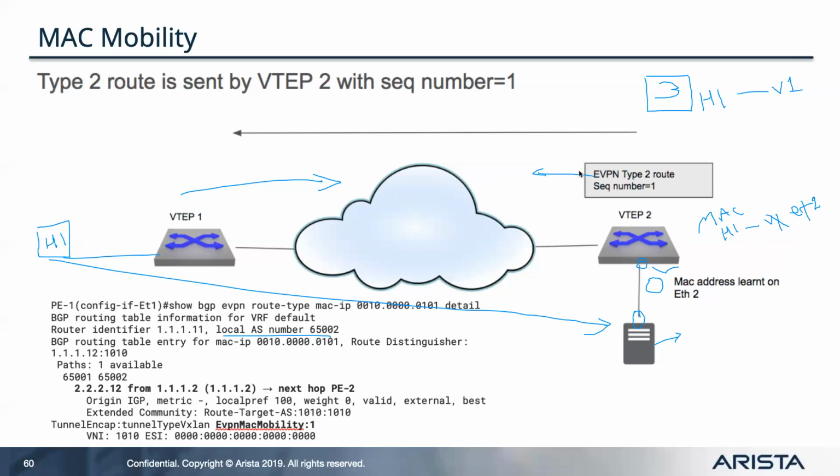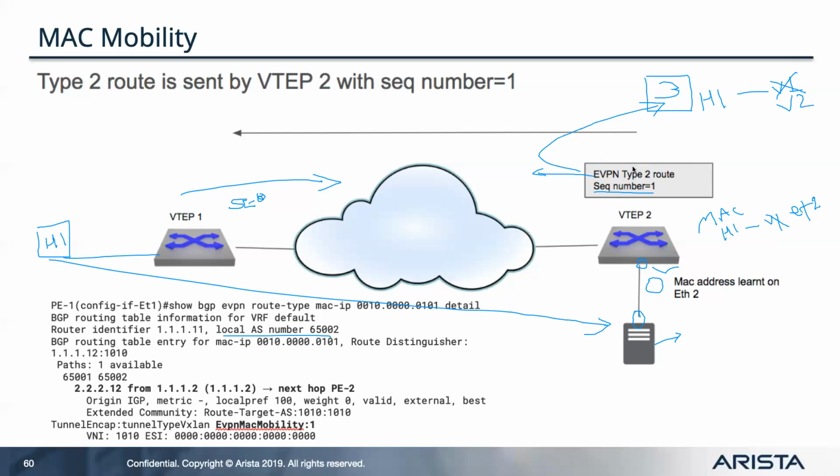Now, when this route information reaches VTEP3, it will check the sequence number. Initially the sequence number was not there, which means it was 0 when the first update message was sent. But now VTEP3 receives the sequence number incremented to 1, so it will remove VTEP1. It will consider this type 2 route as the newer updated one, and change the entry to VTEP2.